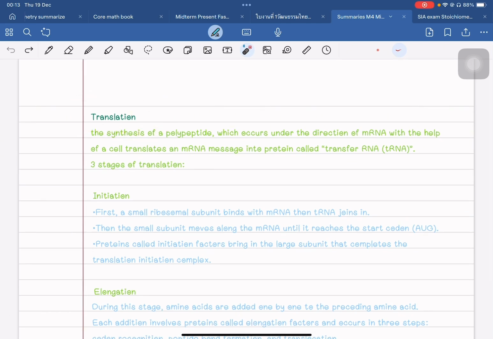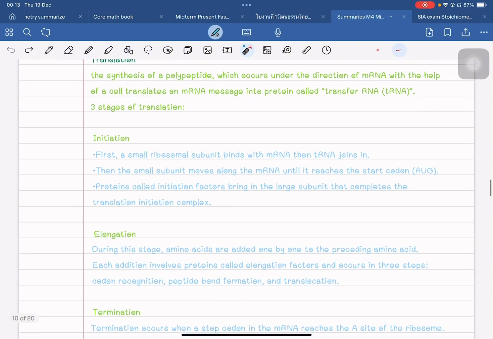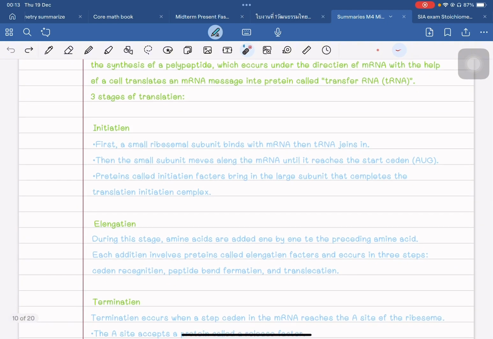So next is the translation process. It is the synthesis of the polypeptide which occurs under the direction of mRNA, with the help of the molecule that cells use to translate an mRNA message into protein, called transfer RNA, which is the tRNA. Three stages of translation. First is initiation. So first the small ribosomal subunit binds with mRNA, then tRNA joins in. Then the small subunit moves along the mRNA until it reaches the start codon, which is the AUG. And then proteins called initiation factors will bring the large subunit that completes the translation initiation complex.